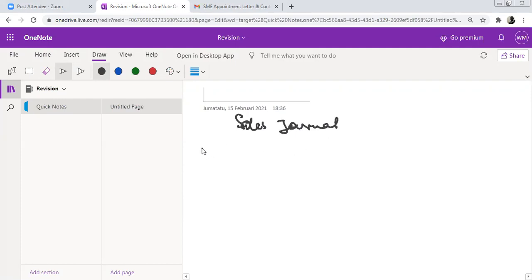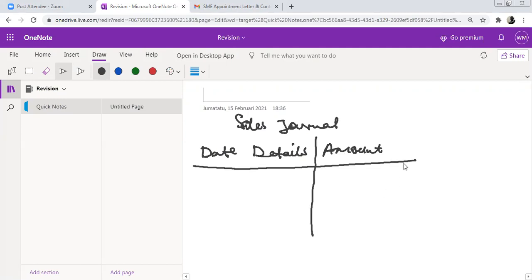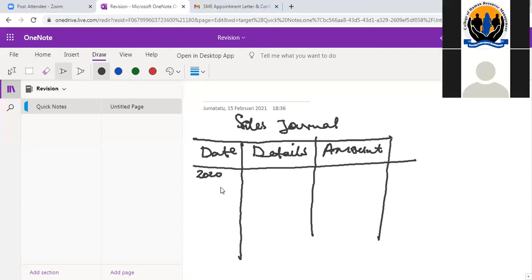we normally have a column for the date. The next column is to record the details, and then we record the amount. It is going to be a document similar to this. For example, on 1st January, maybe the year 2020, we sold goods on credit to John. So you just write here, 2020, January 1. You write the name of the customer, who is John. And maybe we sold goods worth 1500 to him. So that is the amount.